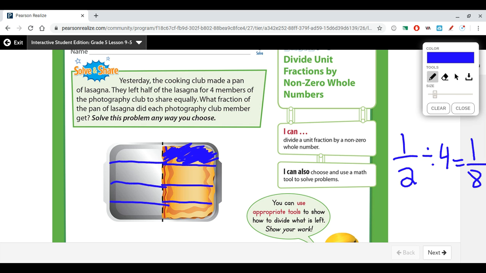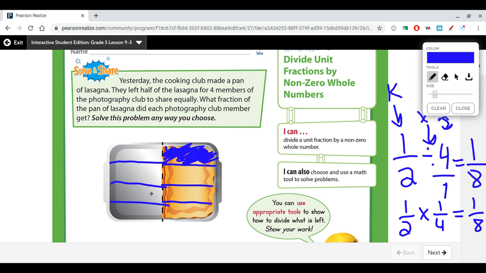Well, if I use the keep, change, flip algorithm that I showed you yesterday, this one stays the same. This is my keep. I change this to multiplication, and then I flip. So it's 4, and how I write a whole number as a fraction is I just put it over 1. So the 1/2 stays the same, I change my division symbol to multiplication, and then I flip. My 1 now comes on top, my 4 now goes on the bottom, and then I multiply across. So now I have 1/8.